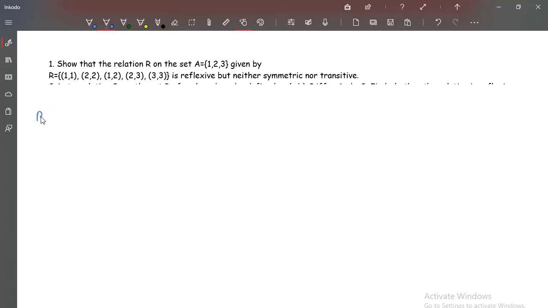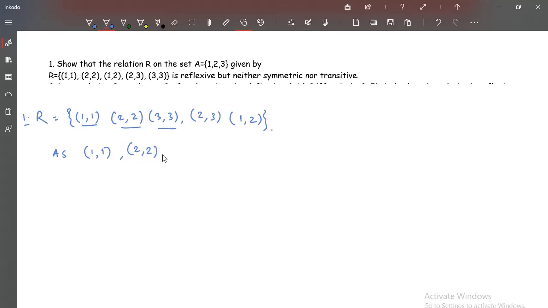This is problem number 1. It is given R equal to a relation on the set {1, 2, 3}. Now (1,1) belongs to R, (2,2) belongs to R, (3,3) belongs to R. So this relation is reflexive, isn't it?